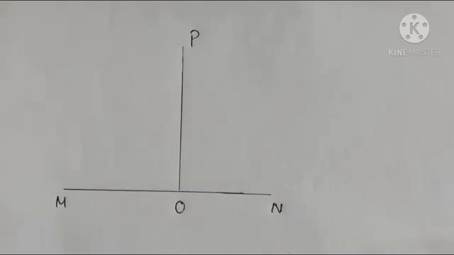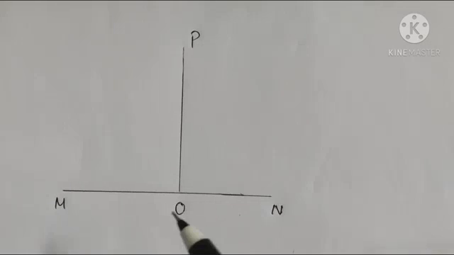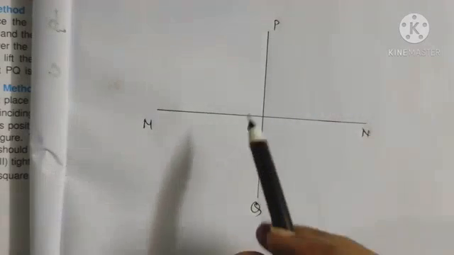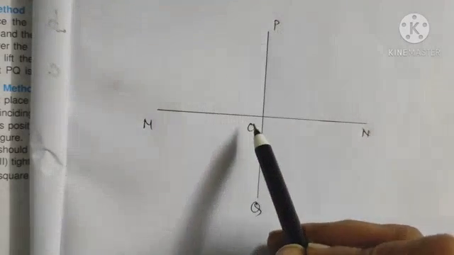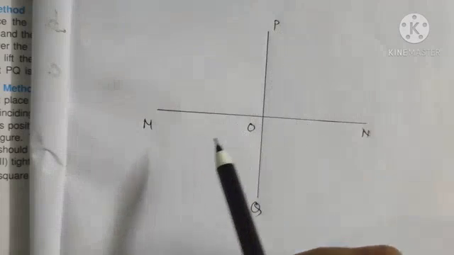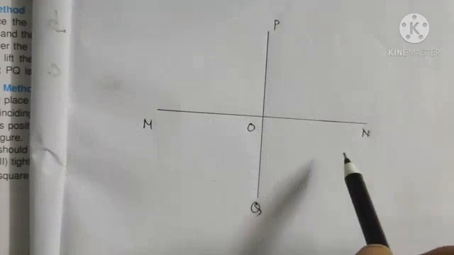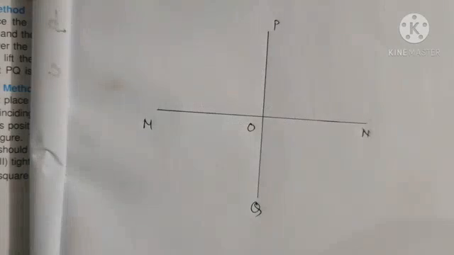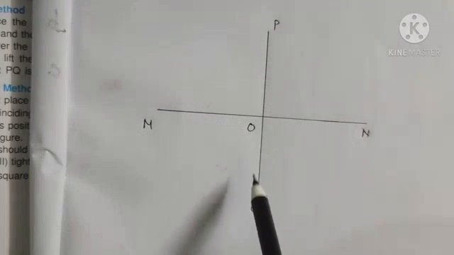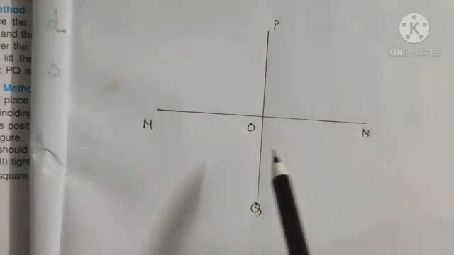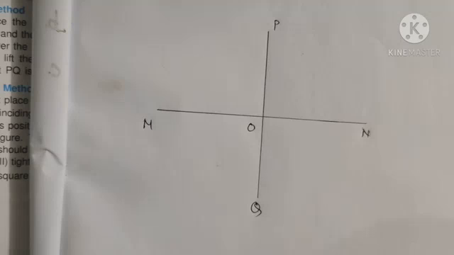If any one of the angles is a right angle, then all other angles will also be right angles, 90 degrees. We can also extend the line here and we get all the angles as 90 degrees. So here you can see angle POM or MOP. MOP is 90 degrees. NOP is also 90 degrees.